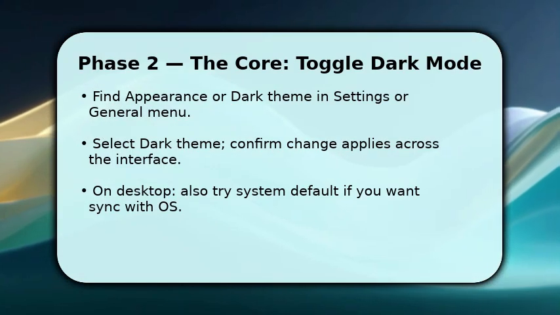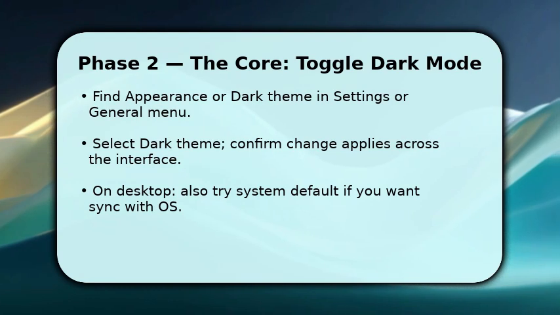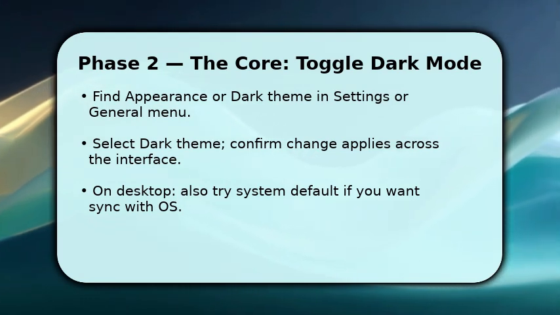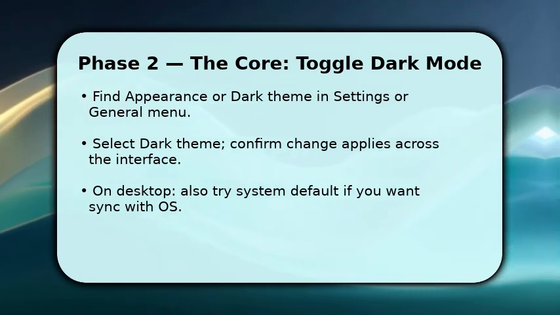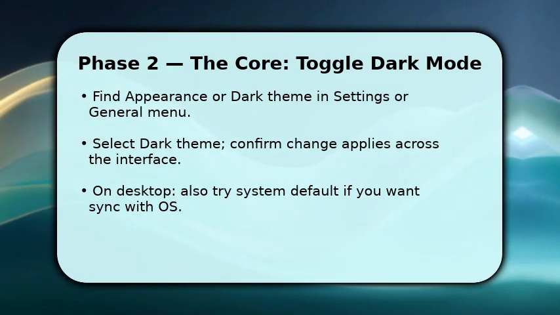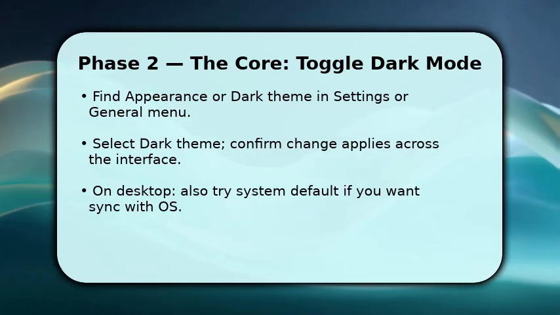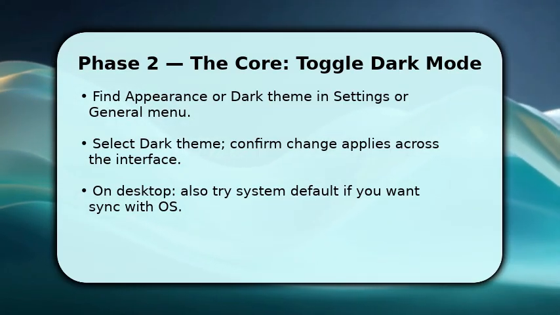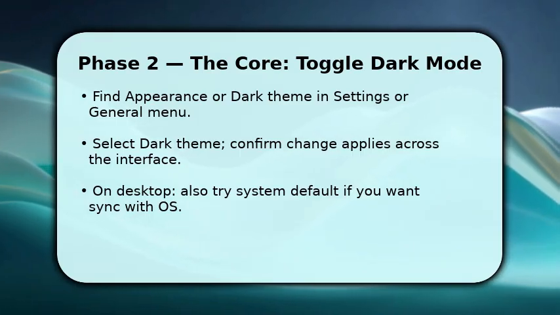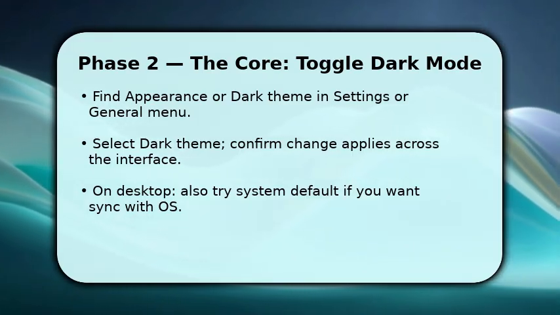Now you'll change the theme. On mobile, open Settings, General, Appearance or Dark Theme, and tap Dark to activate it. On desktop, click your avatar, Appearance, Dark Theme, and select it. Choosing System Default links YouTube to your OS setting, so changes follow automatically. Use that if you prefer sync.